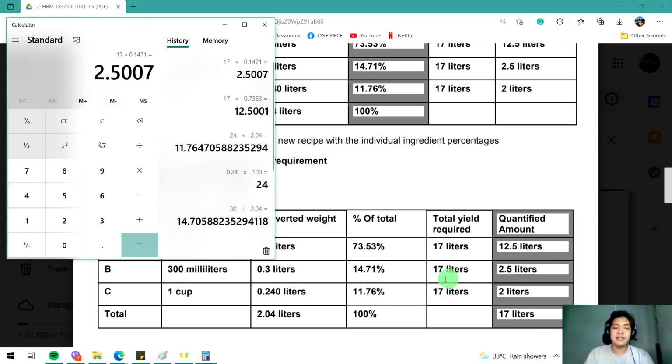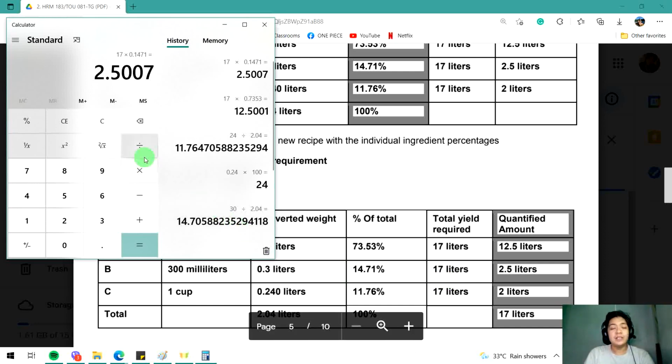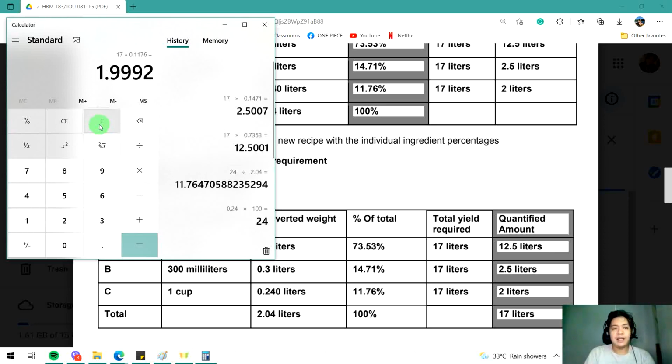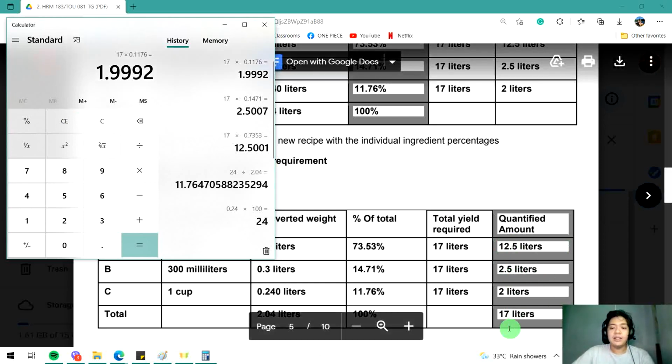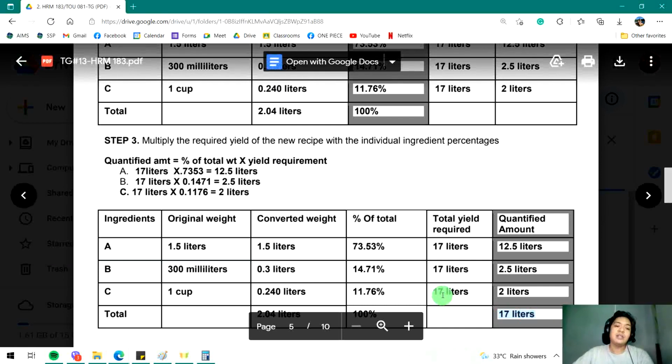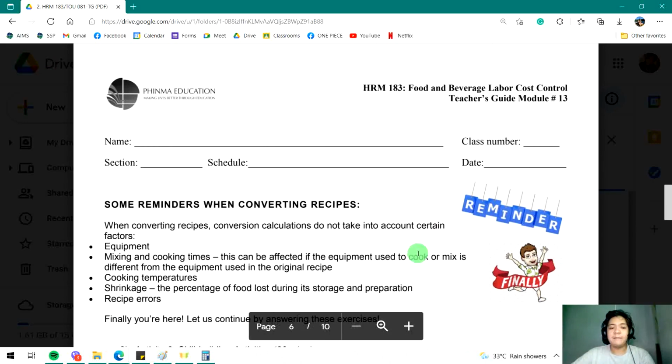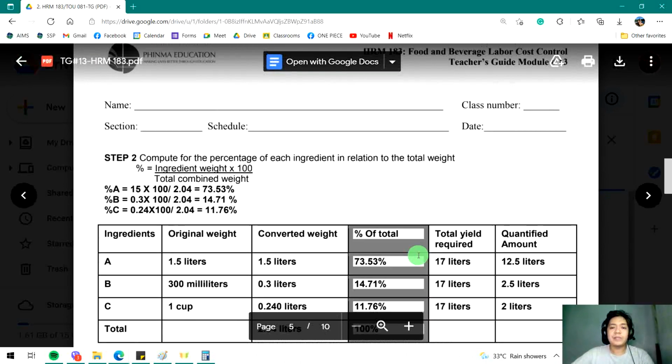Next, sa ingredient C naman tayo. Same method pa rin, 17 liters times move 2 places to the left. This will be 0.1176. We will have 1.99. When rounded off to the nearest hundreds, this will be 2 liters as a whole number. And we will just add everything up in order for us to generate 17 liters, which is 17 liters din naman talaga ang total yield required natin. So that's it for percentage method.